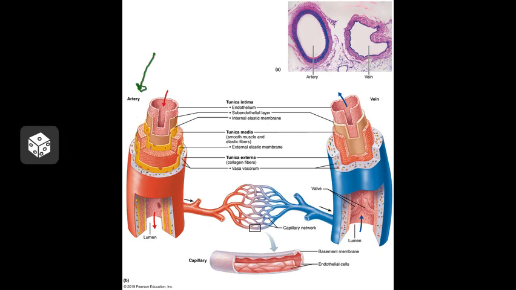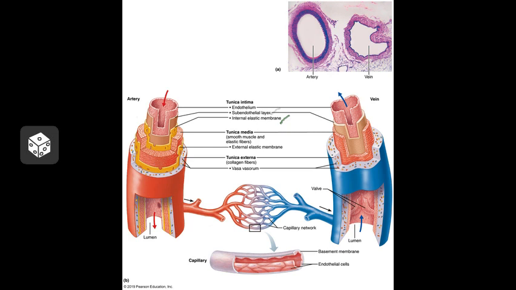Now, we do have all three layers in our arteries. They are also present in arterioles. But the difference between the artery and the vein is sometimes there are different layers. So in the artery, we see endothelium that lines the lumen of the blood vessel, and there is a subendothelial layer. In the artery, there is an internal elastic membrane, and that divides the tunica intima from the tunica media.